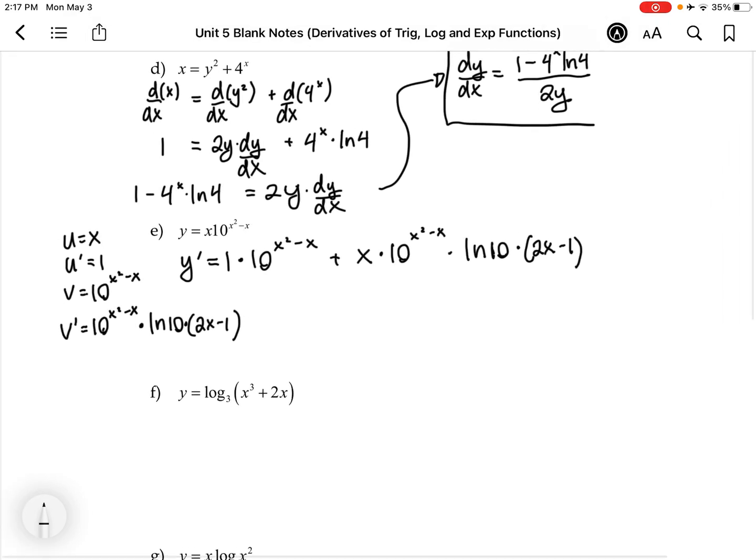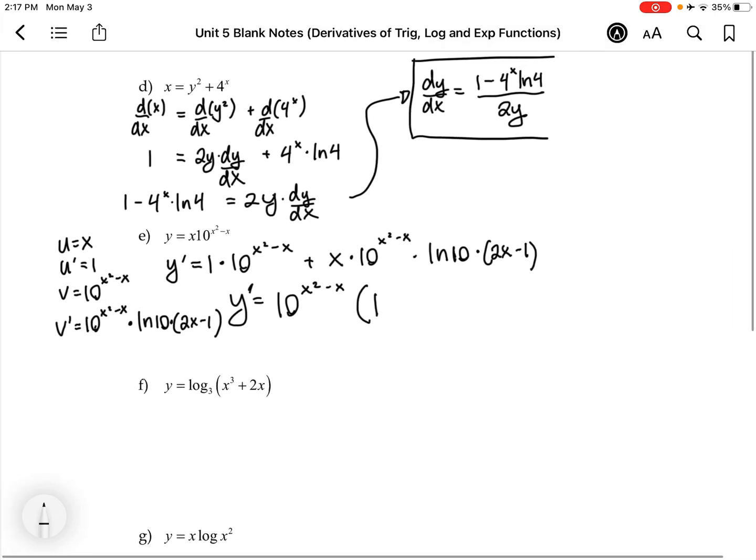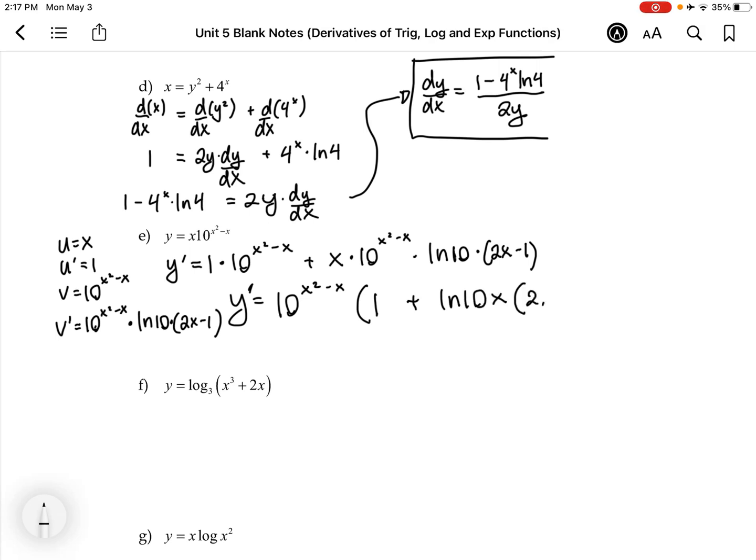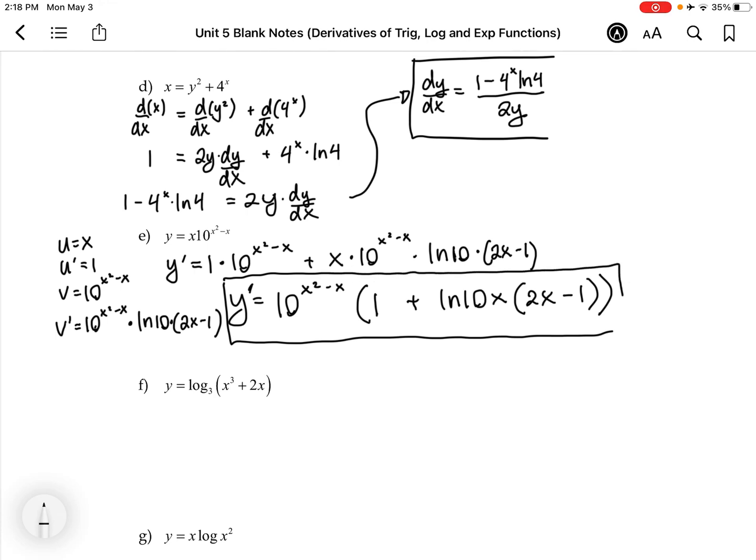And then actually I have a common factor of 10 to the x squared minus x, so I can factor that out. And in the first term, I just have a 1. And in the second term, I've got lots of stuff. So let's see, I've got ln 10 times x times 2x minus 1. And I think I'm going to stop there. Okay, so that's my y prime. I suppose I could keep going and distribute the ln 10 x into the 2x minus 1, but I'm going to stop there.